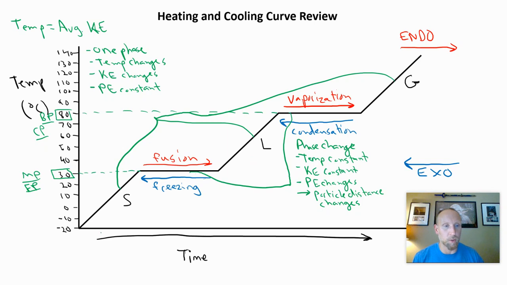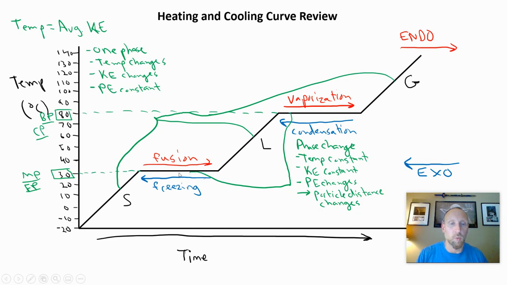So remember what's going on one last time. We're starting out down here. We're at negative 20 degrees right now, a solid. So we start adding energy to this solid. It starts heating up. Particles are speeding up, moving faster. Kinetic energy is going up. And then when I hit 30 degrees, now I have enough energy to start pulling those particles apart from each other and moving them into the liquid phase.